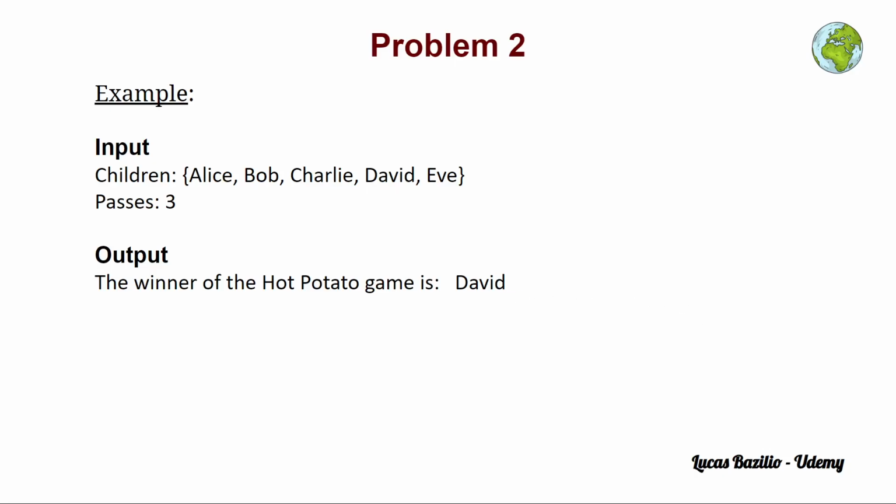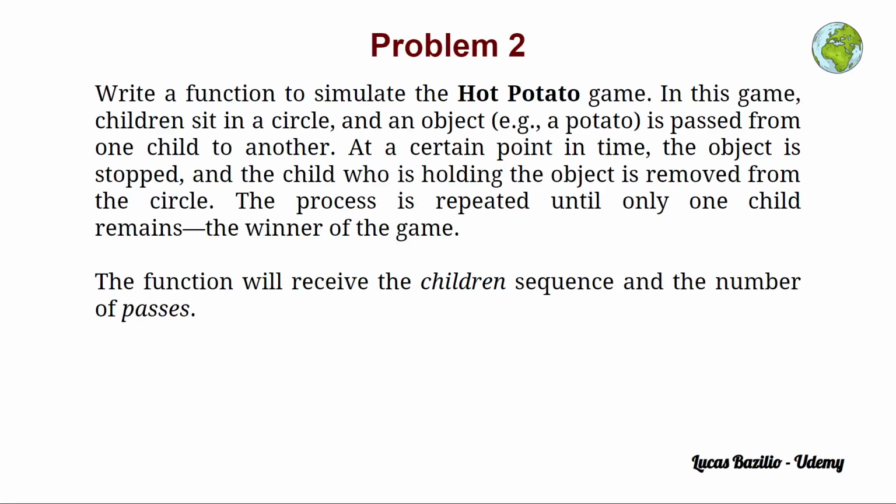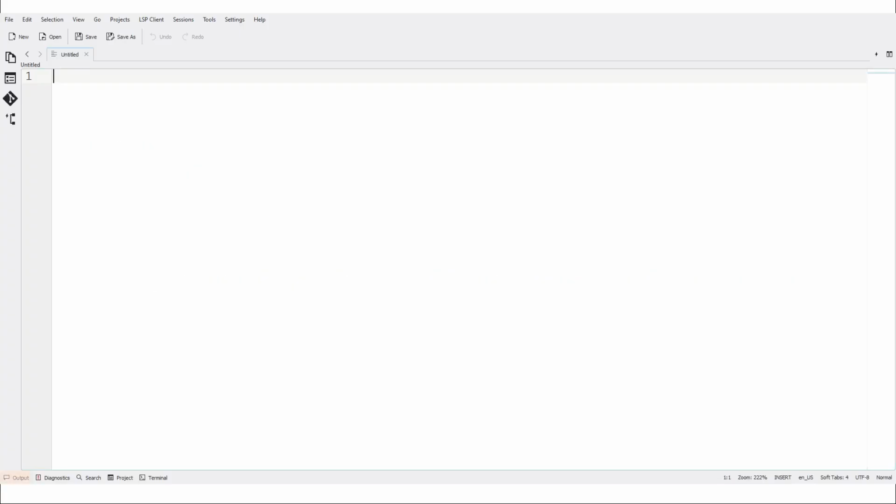So let's see how we're going to implement this problem. To simulate the game, we will represent the circle of children as a queue data structure. The game will proceed by repeatedly dequeuing and enqueuing children until only 1 remains. So let's begin solving this problem.